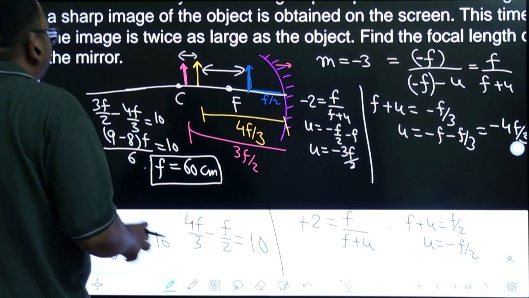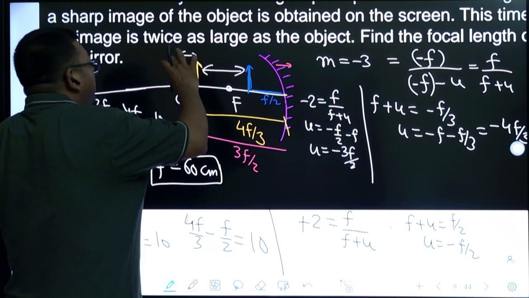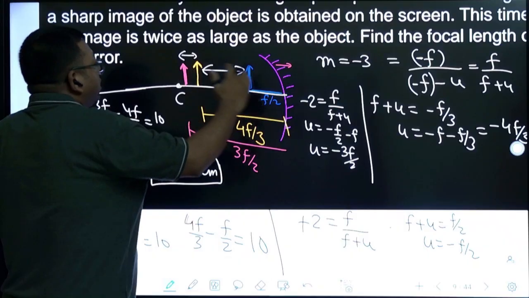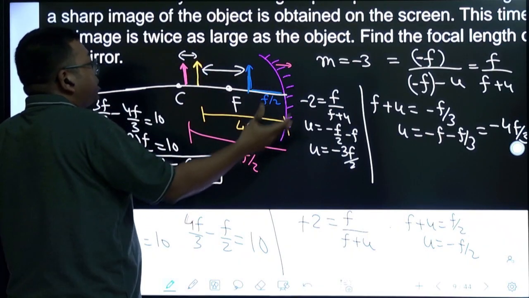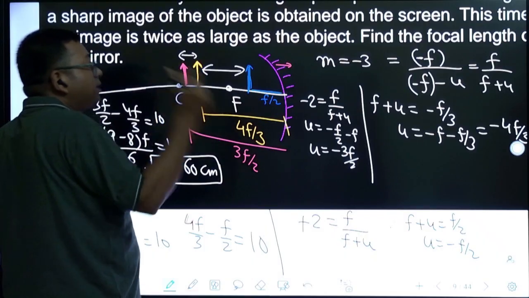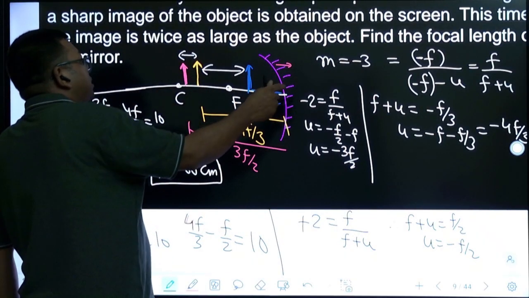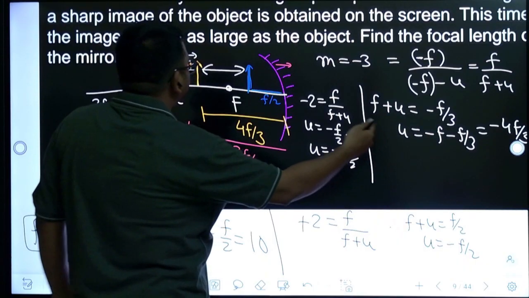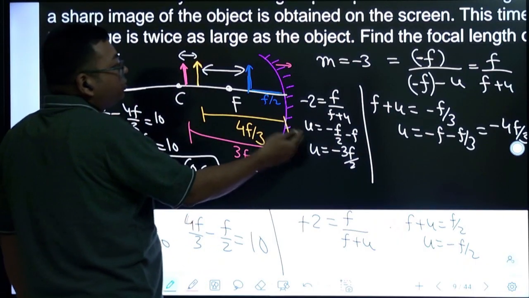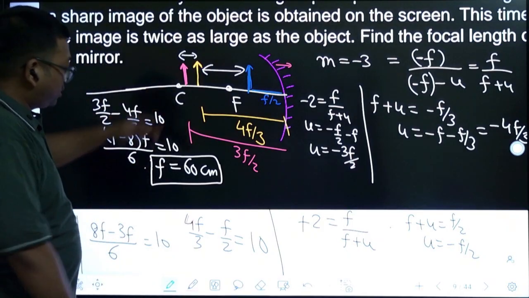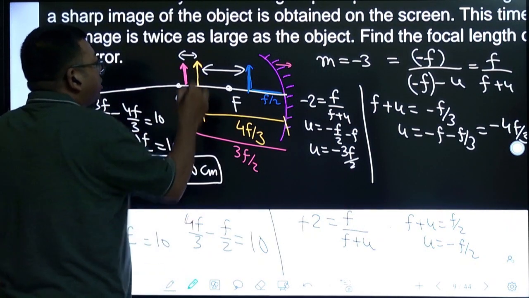Okay, so this is a good question. They are saying that there is an object here, and right now it is making a magnification of -3. They have given it is a real image. So -3, based on that you have calculated the object distance. So object distance comes as 4f by 3. That's the actual object distance right now.